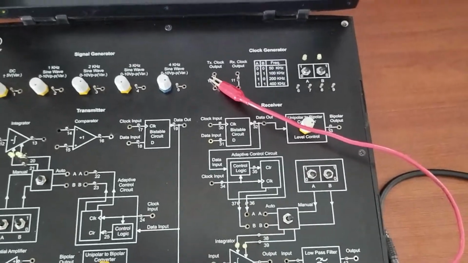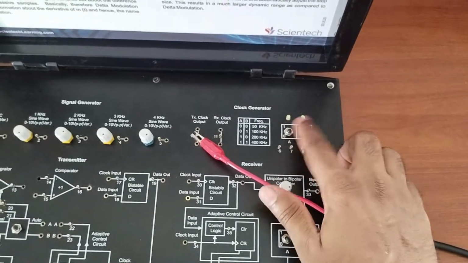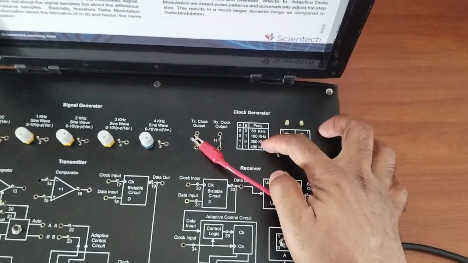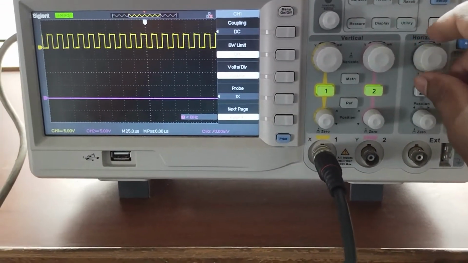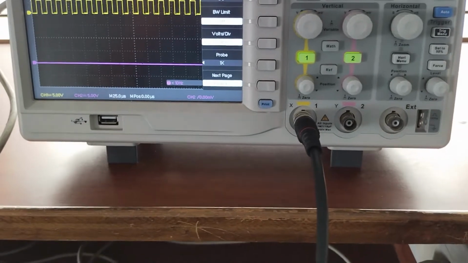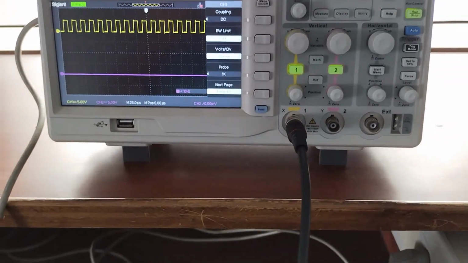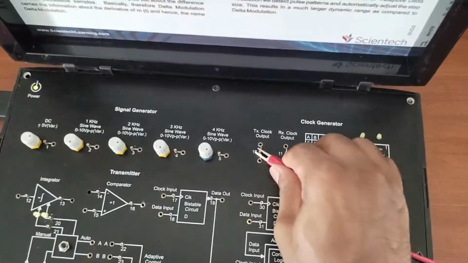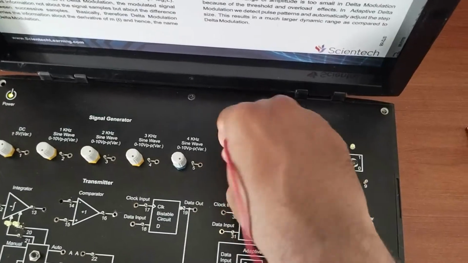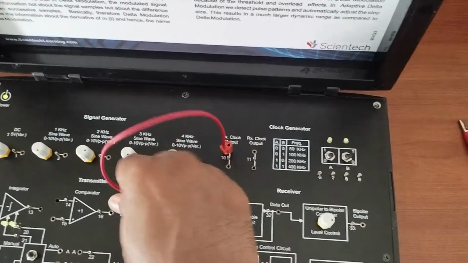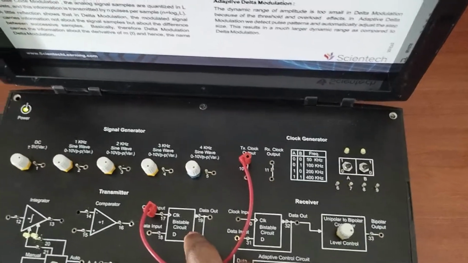If we want to change, we can change the toggle switches of the logic. It will provide different frequencies for the clock generator. So this is the clock generator available on the screen with 50 kilohertz frequency. Now we are giving this 50 kilohertz frequency to the clock input of the bistable circuit with a patch cord.